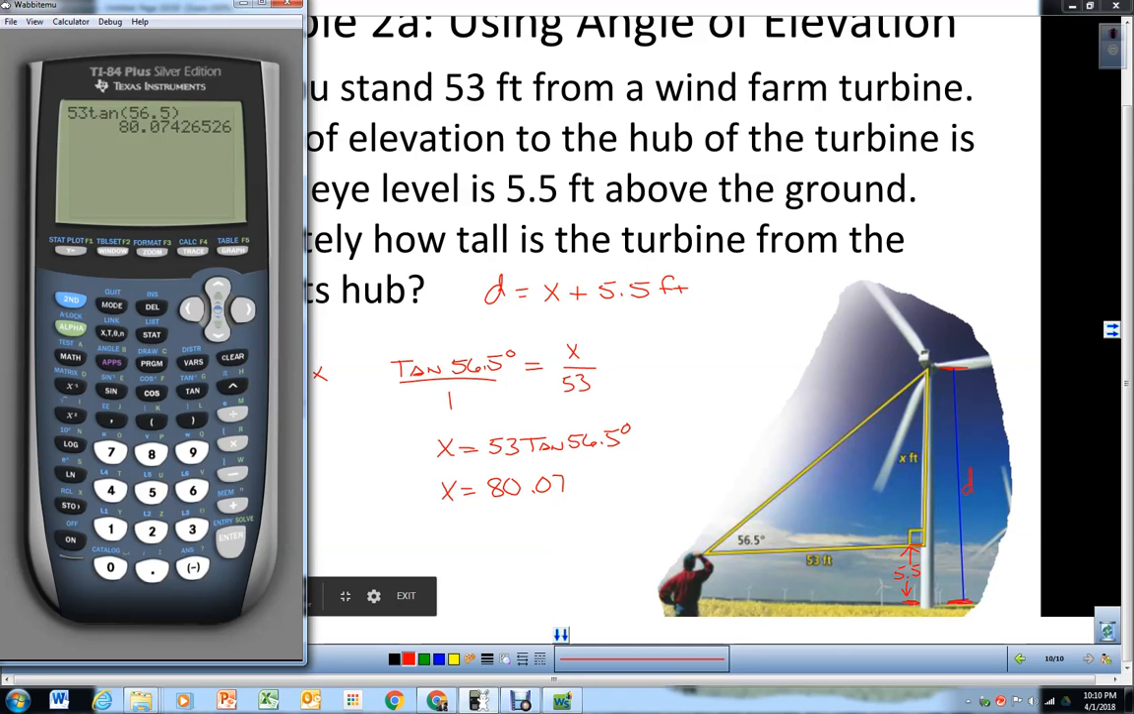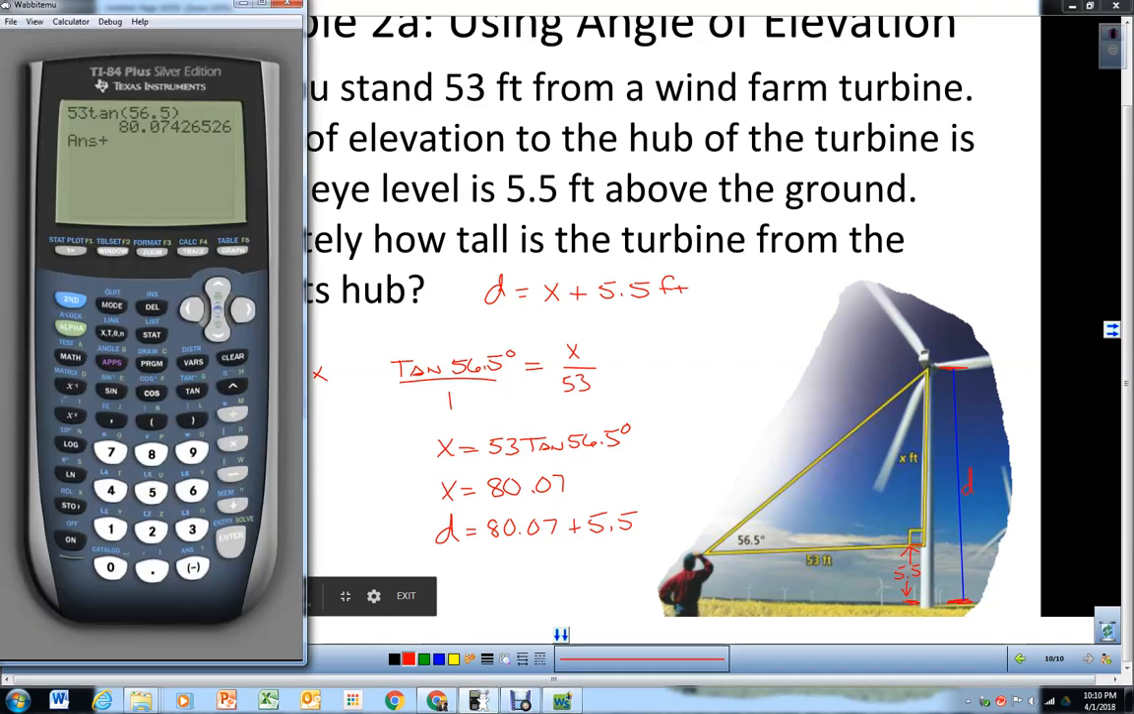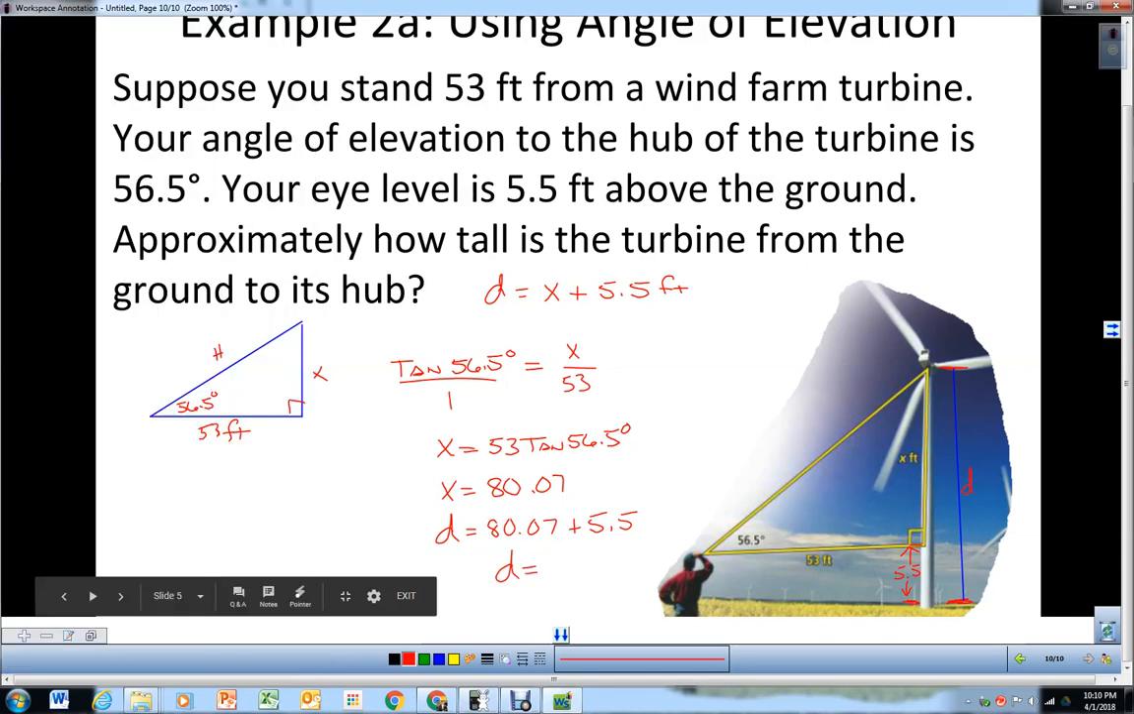Now, to find our distance D, we're going to take the 80.07 and add the 5.5 feet on. So now we'll go back to our calculator. That gives us 85.57 feet, and it says to round. Approximately how tall is it? Well, we're going to go to the nearest foot, which means this is approximately 86 feet. So the distance is about 86 feet tall. Once again, we're using our right triangle trig to help find missing values. In this case, we had to use our trig and then add in the height of the man's eyes.